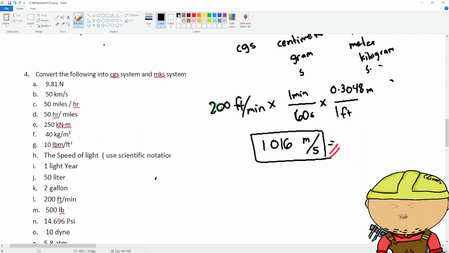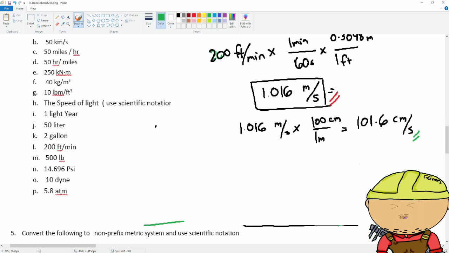For our CGS, it's 1.016 meters per second times 1 meter is 100 centimeter. So that's gonna become 101.6 centimeter per second. And that is our CGS. Okay? That is our CGS.